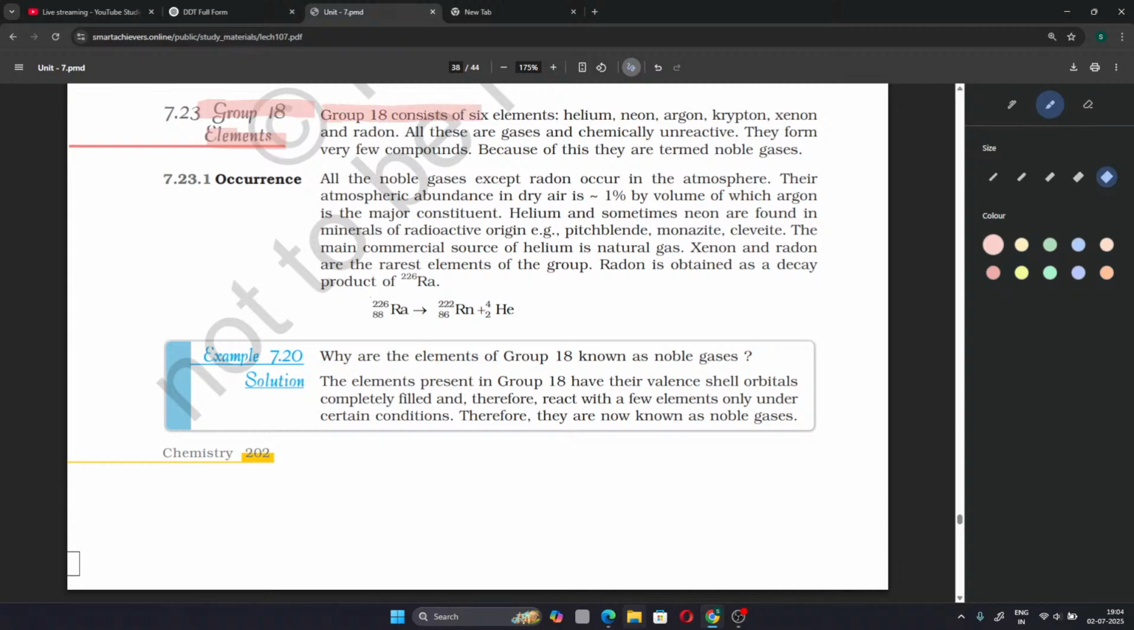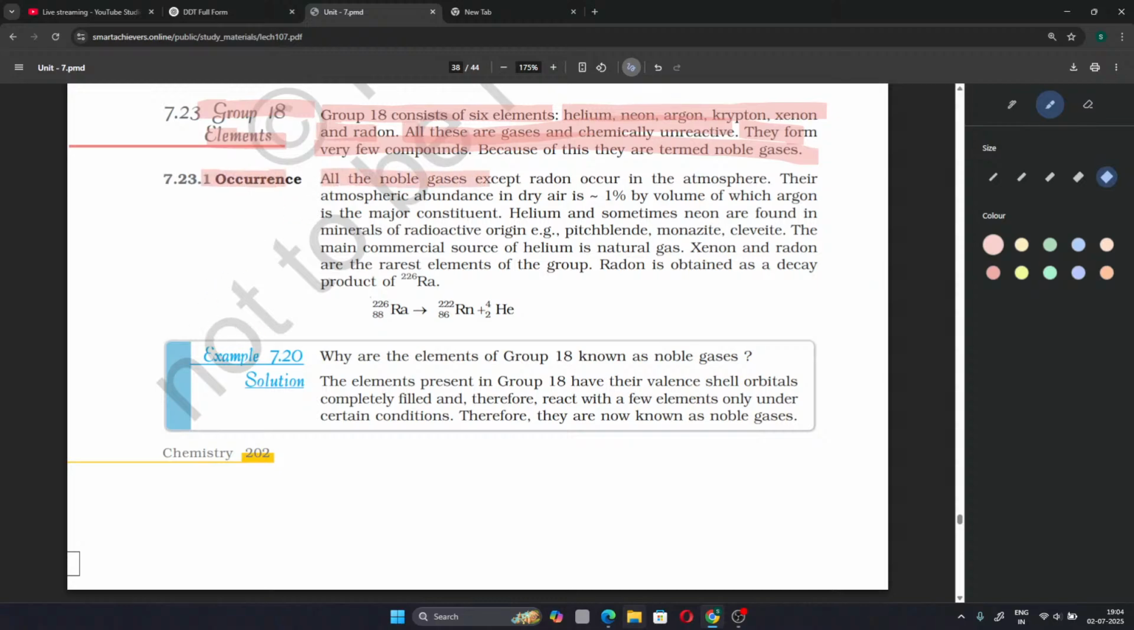Group 18 consists of 6 elements: helium, neon, argon, krypton, xenon, and radon. All these are gases and chemically unreactive. They form very few compounds. Because of this, they are termed noble gases. Basically, they have a complete octet, a complete electronic configuration, and because of that they are very unreactive. That is why we call them inert elements or noble elements. And this noble configuration is what made them part of group 18.